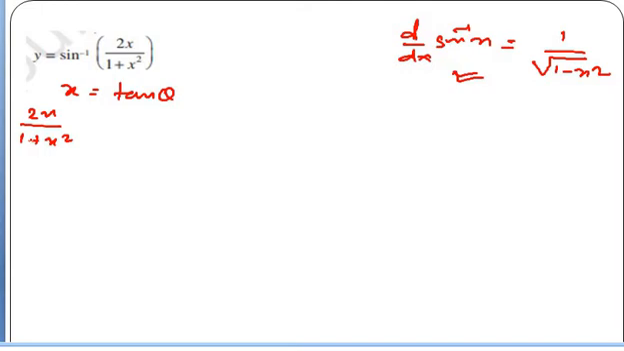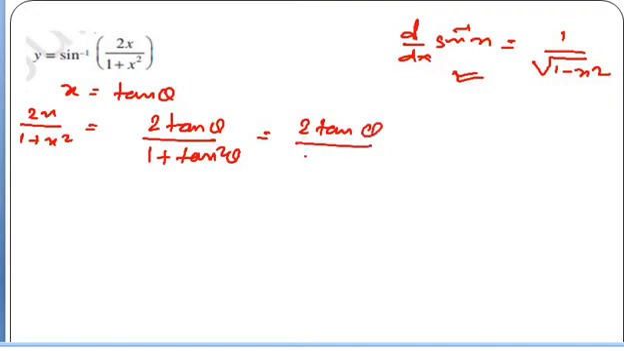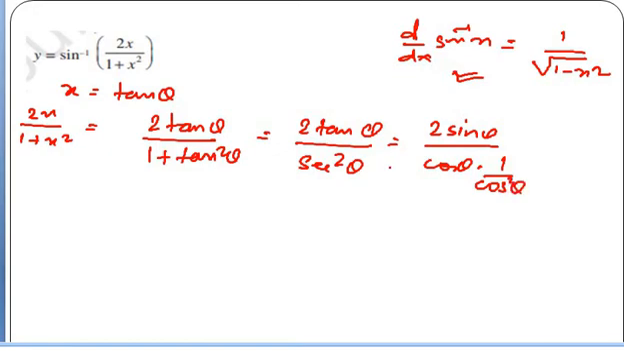2x upon 1 plus x square. So what we can write here is 2 tan theta upon 1 plus tan square theta. We know the formula 1 plus tan square theta is equal to sec square theta. Now we can convert tan theta into sine theta upon cos theta, and this will be 1 upon cos square theta for the sec square theta. We can cancel it and write here 2 sine theta into cos theta. So basically we can write sine of 2 theta. So this value is equal to sine of 2 theta.